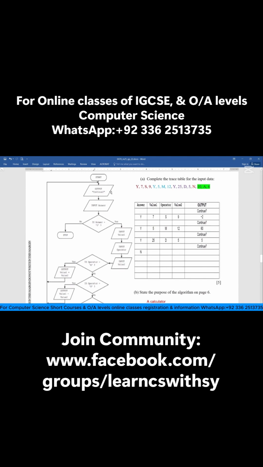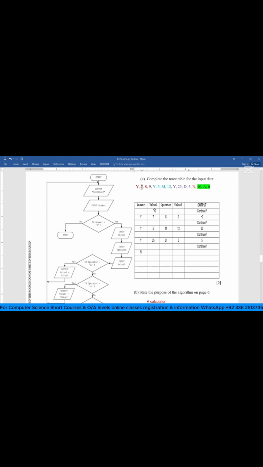First statement, first box, as you can see, is output continue. That's why continue is coming here. And then input answer, we have taken the first y, that is in my answer. Is answer equals to y? Yes. So it is moving here, input value 1, operator and value 2. So value 1 is 7, operator is s, and value 2 is 9. So in this manner, y, 7, s, 9.